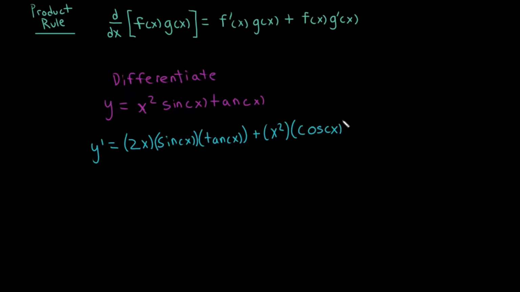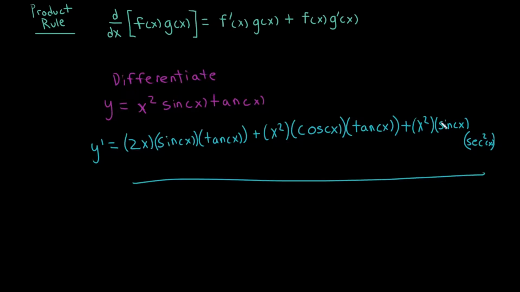So we multiply that, and then we just put tan x here, and then we add that to x squared times sine x, and we take the derivative of tan x for the last one, and that is secant squared of x. So this is the derivative of x squared times sine of x times tan of x.